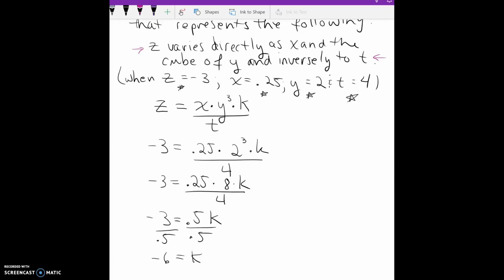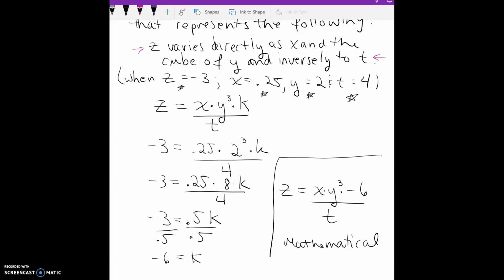Again, remember the mathematical model is when we rewrite the equation substituting back in for k. So for the mathematical model, I get z is equal to x times y cubed times -6 all over t. This is my mathematical model. So this is answering the question that we were just asking.